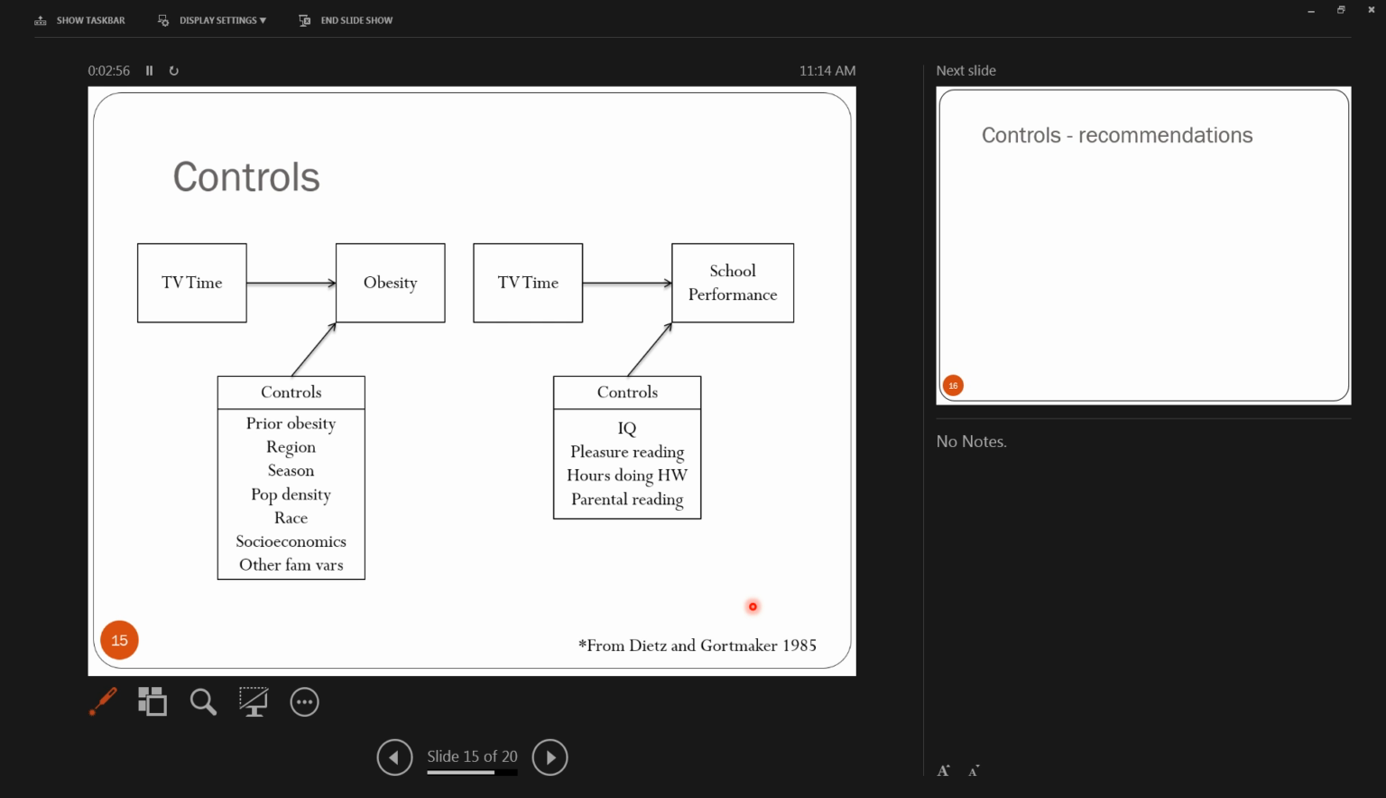Look at that model on the left. TV time leads to obesity. For real study. Dietz and Gortmaker, 1985. It's just sort of weird to me that you have that exact example. How about that? It's not moderation, it's just controls. Okay, what was your question though?